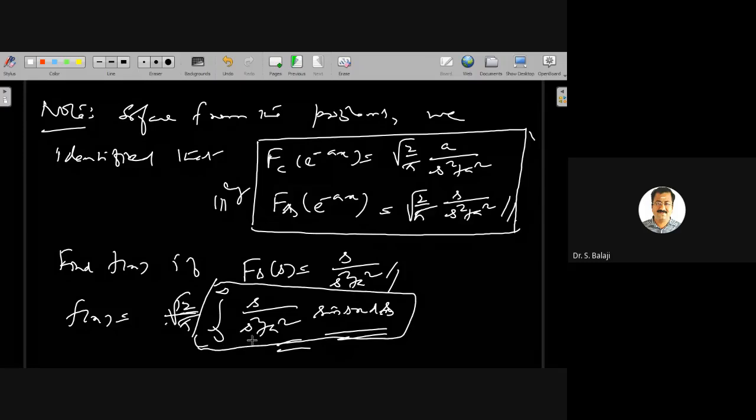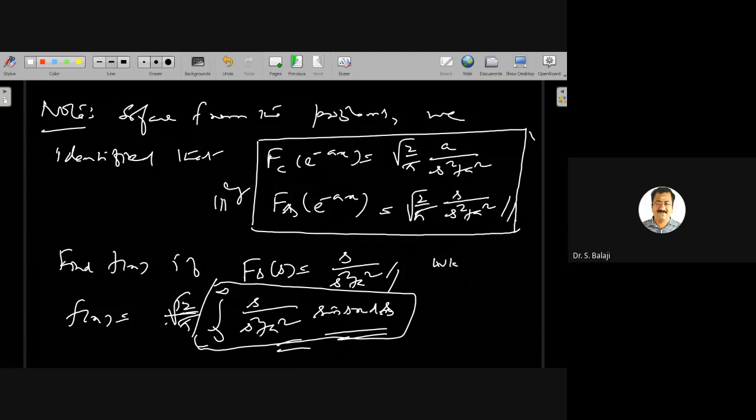Evaluating this integral in the ordinary way is somewhat tedious, because the denominator is s square plus a square with sine sx. In that case, if you want to evaluate this, again you have to think about an assumption for f of x.